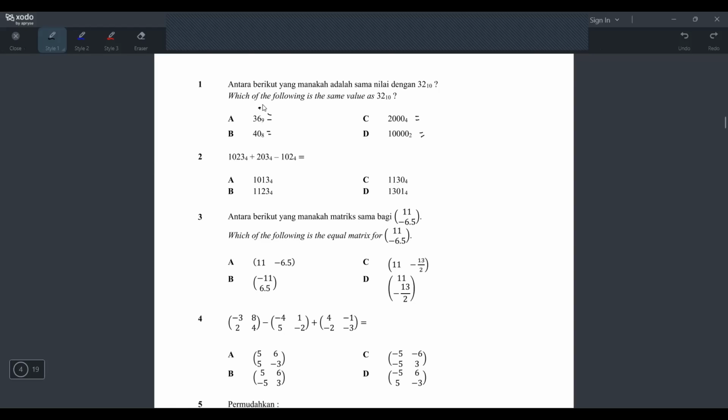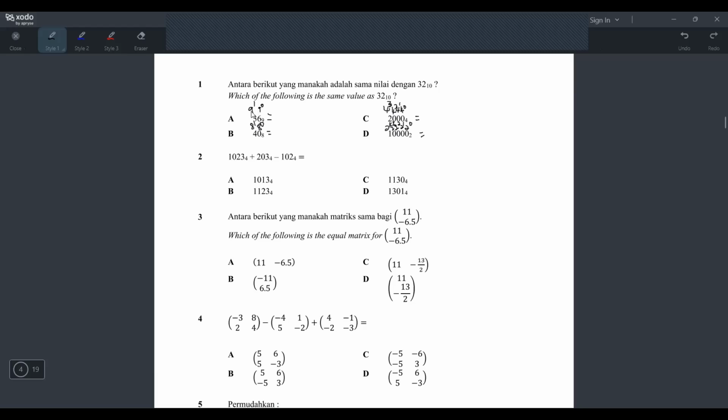If base 9, it will be 9 power 0, 9 power 1. This one will be 8 power 0, 8 power 1. This one, if base 4, it will be 4 power 0, 4 power 1, 4 power 2, 4 power 3. This one will be 2 power 0, 2 power 1, 2 power 2, 2 power 3, 2 power 4. And what you do is you multiply top and bottom.